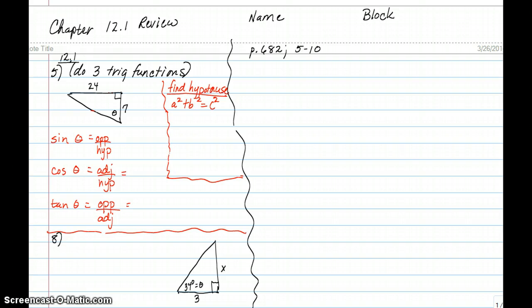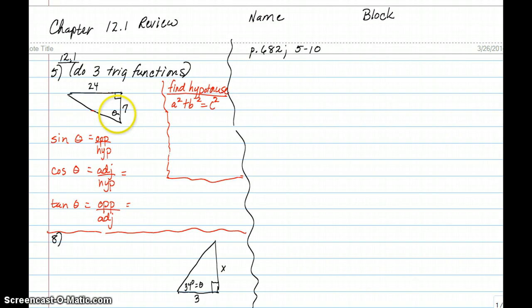You're going to only do the 3 trigonometric functions, sine, cosine, and tangent. I know it says 6, but we're only going to do the 3. So I'm going to ask you to draw the pictures, if you would, on this assignment, please. So I've done that for 5.